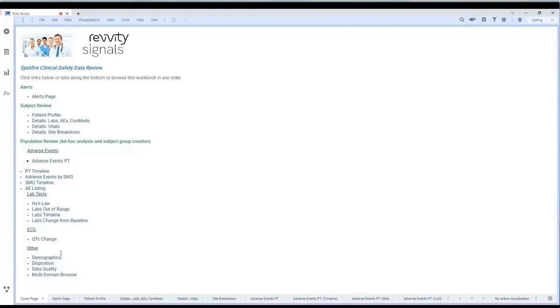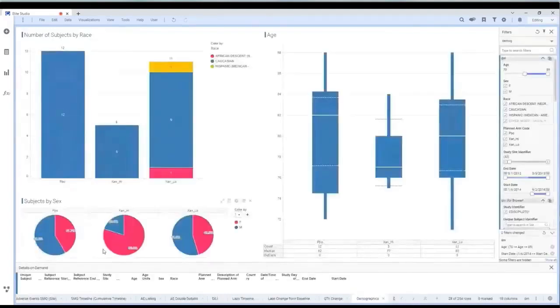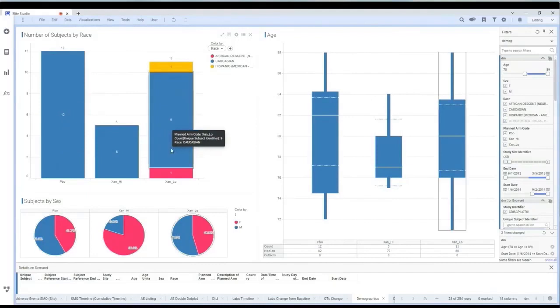And so, for example, let's say I want to look at demographics. And so I go to the demographics page, and I can immediately tell some characteristics of the study. I probably already know how I designed the study, but this actually confirms that I have 28 demographic records, 12 of which are placebo, 11 of which are low-dose study medication, and 5 of which are high-dose study medication.